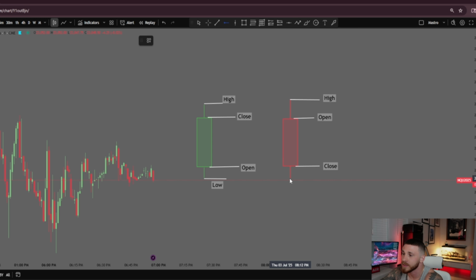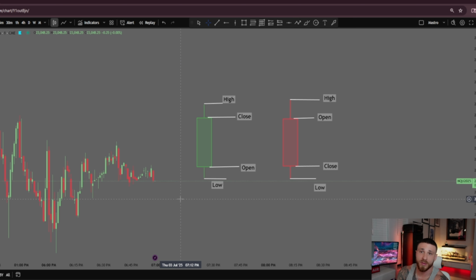And then this, of course, would be, take a guess, yellow. All right? Pretty simple. You agree? All right. So again, that was a 1 minute time frame example of what a candle represents.